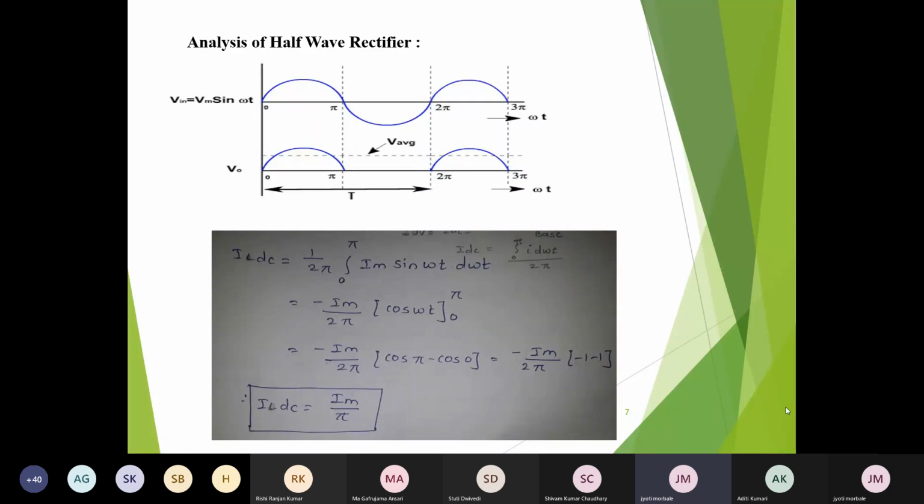This is the equation for the half wave rectifier. Okay, so IDC stands for what? Output current, output load current. So to calculate the output load current, we have the equation Im upon pi, where Im stands for maximum current.